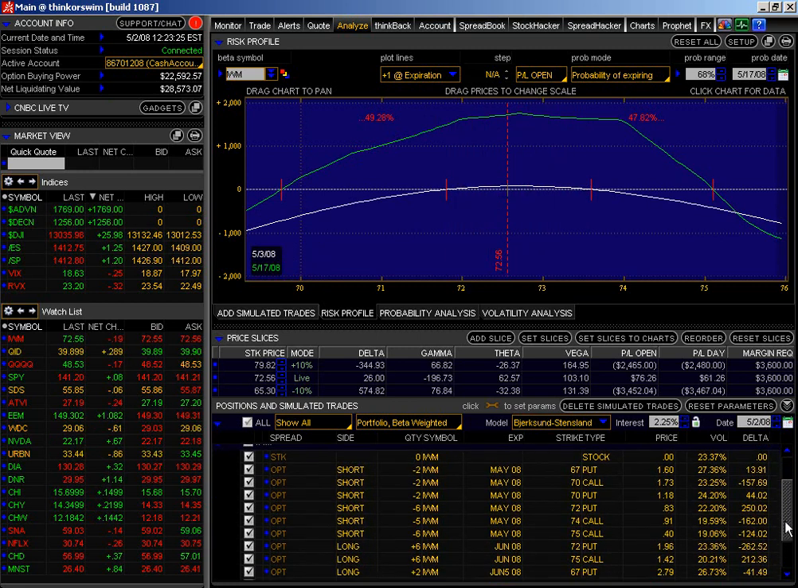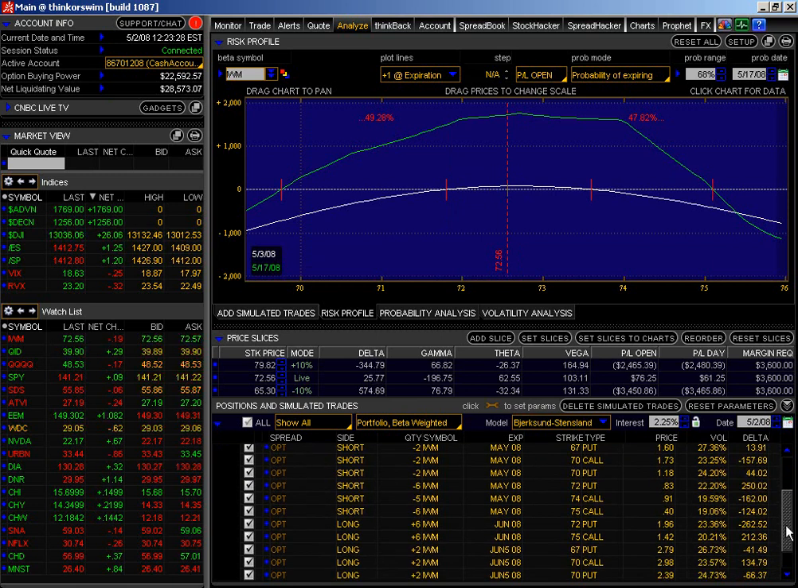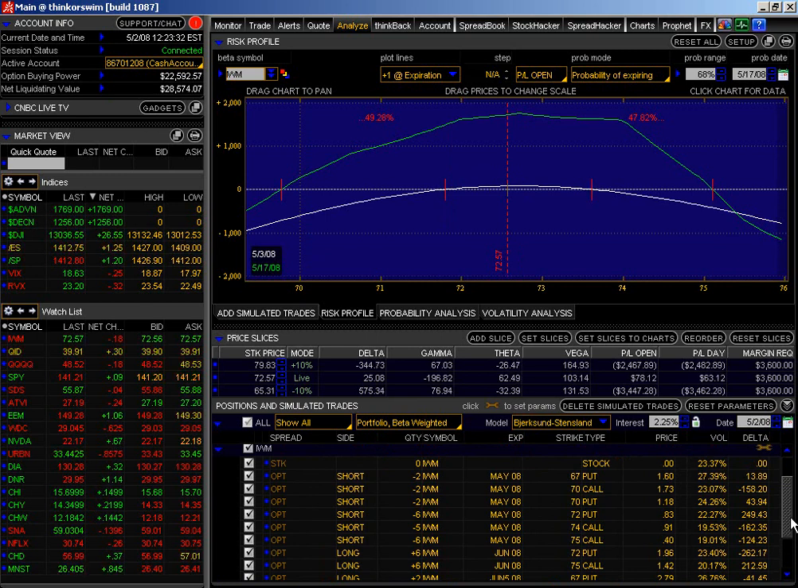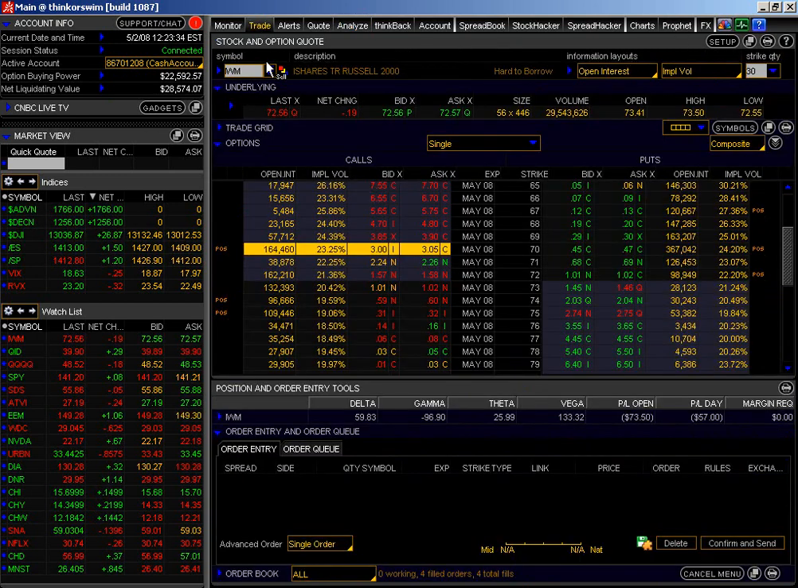In this IWM position, we have actually made a number of adjustments. I like to adjust using the IWM because the spreads are so small. You can see on the May 73 call here, the spread is only a penny. If I had to do another adjustment, I would like to do it here.